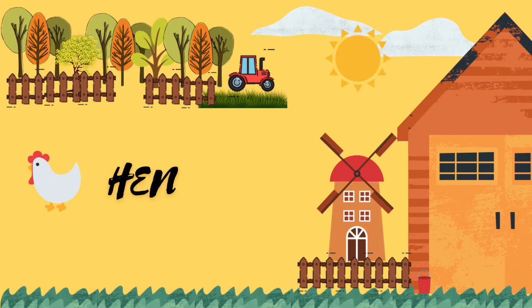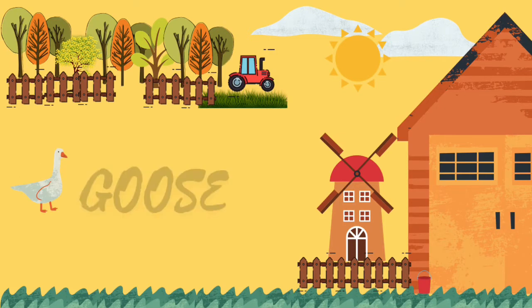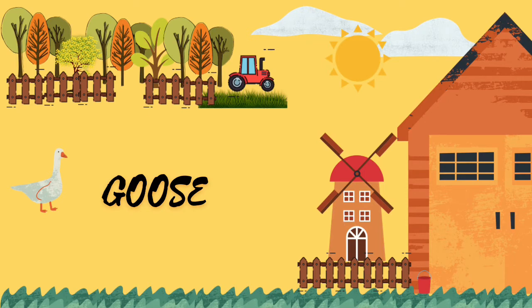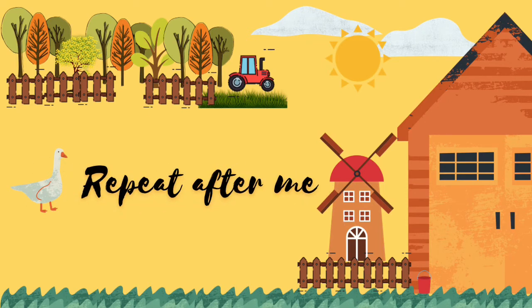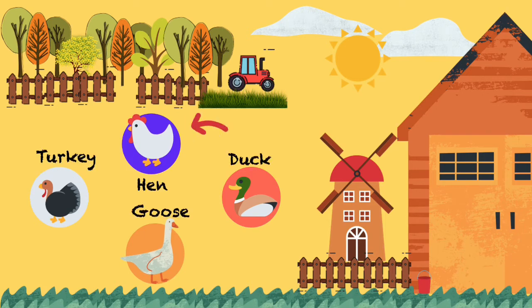Hen. Hen. Duck. Duck. Goose. Goose. Now, let's repeat. Turkey. Hen. Duck. Goose.